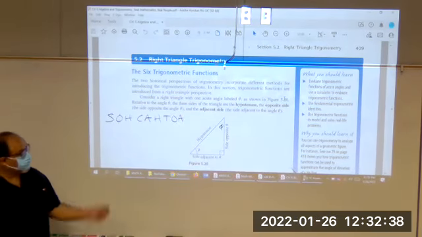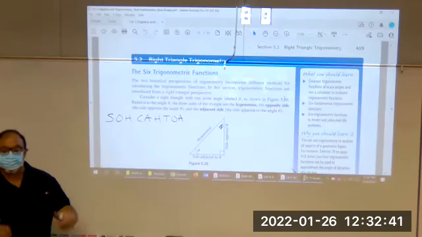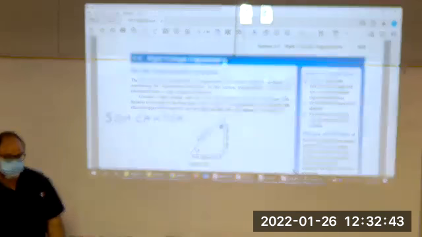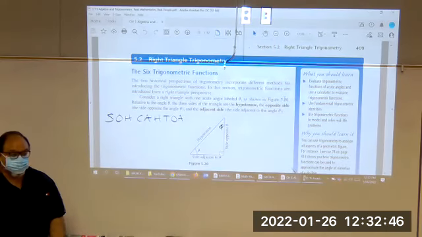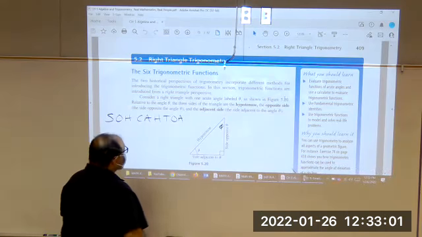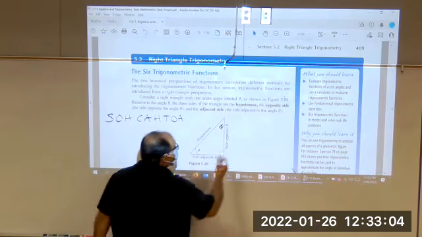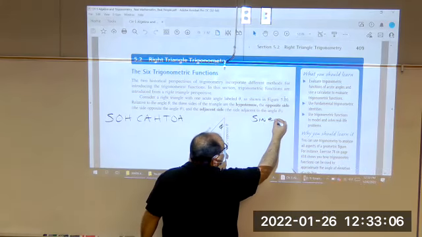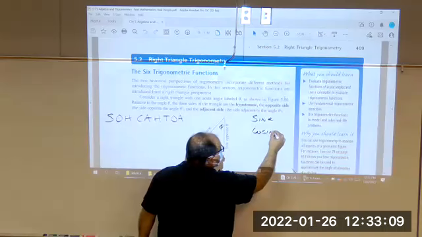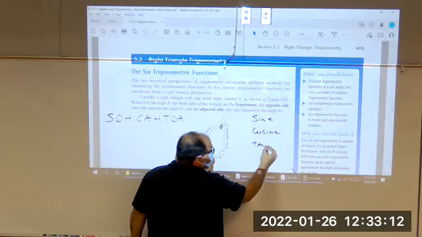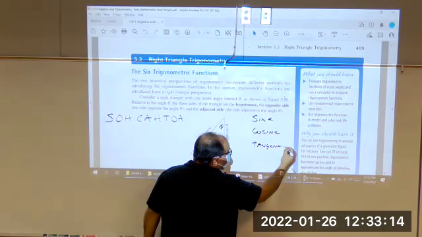So one of the little mnemonics that people use to remember the trig ratios. And this works for right triangles. It doesn't work all the time, but it works for right triangles. It works for geometry. You have three trig ratios for right now: the sine of an angle, the cosine of an angle, and the tangent of an angle.